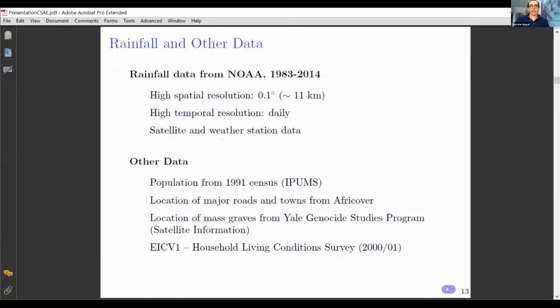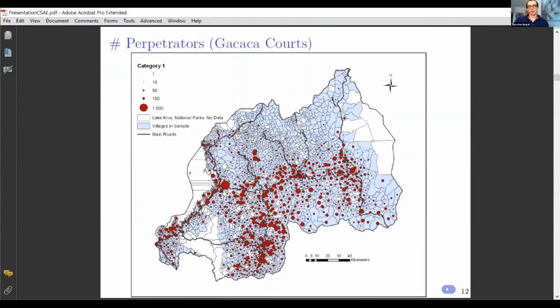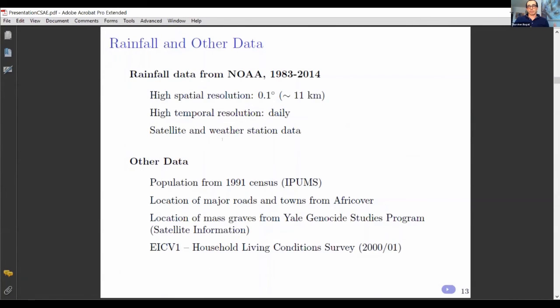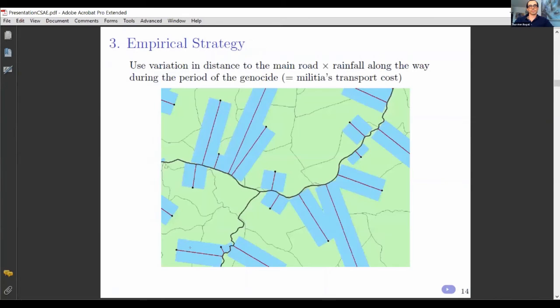I use rainfall data from the NOAA, with high spatial resolution, 0.1 degrees, which is important because Rwanda is a relatively tiny country. It has high temporal resolution, so it's daily, which allows me to confine variation in the instrument to just those 100 days of the genocide. And then there's a bunch of other data. If you're interested, you can have a look at the paper. It's explained in more detail.